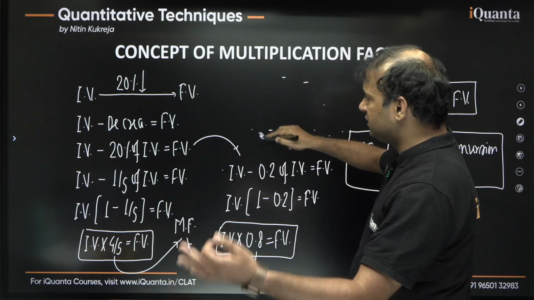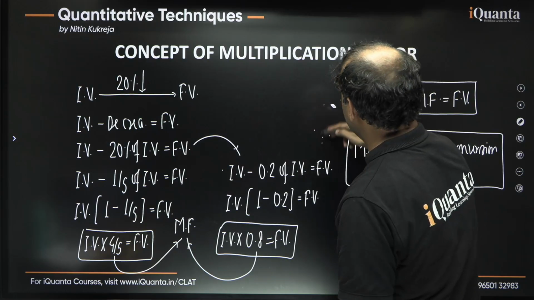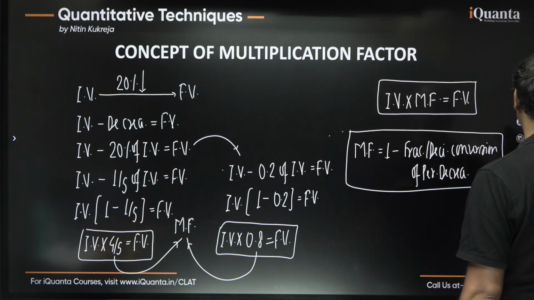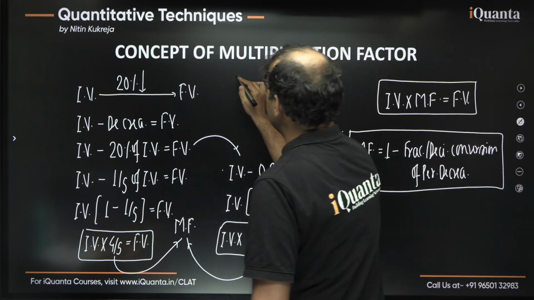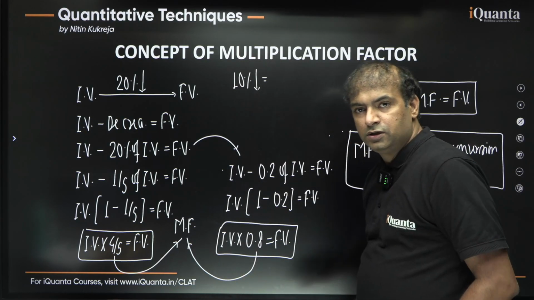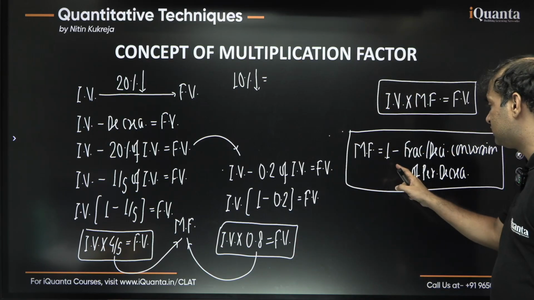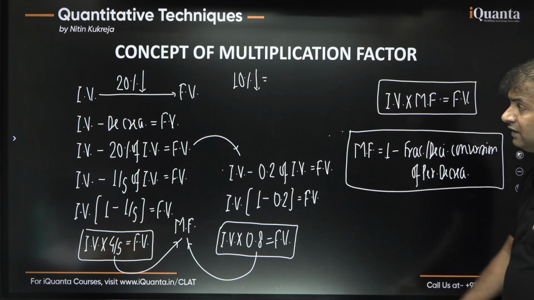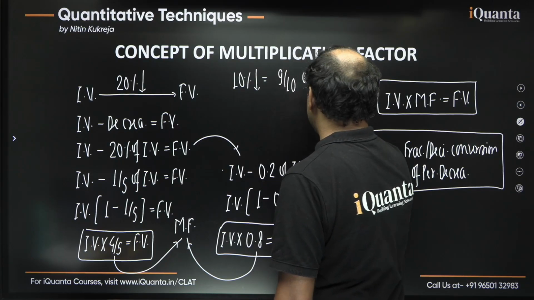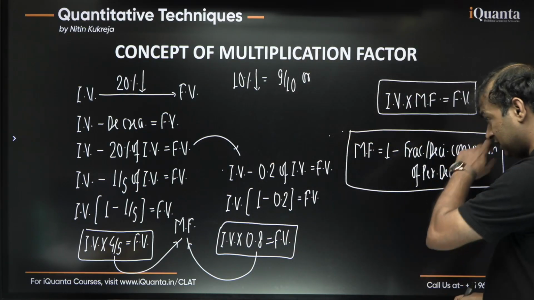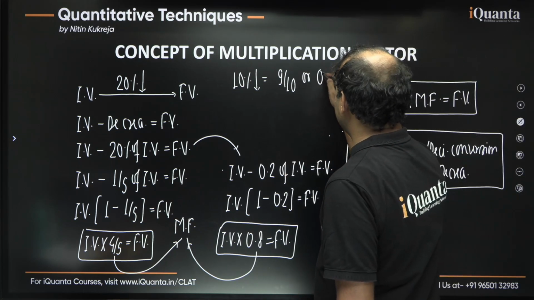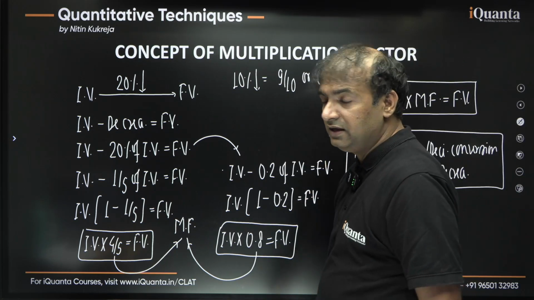So 20% is in front of us. Let's start with the 10% again. If there is a decrease of, let's say, 10%, what is going to happen? 10% in fraction we know is 1 upon 10. So what should be the multiplication factor? We can say 1 minus 1 by 10 in fraction will give us 9 by 10. Similarly, if we have to find this in decimal, 10% is 0.1. So we'll say 1 minus 0.1 should be 0.9. This is what we can say.